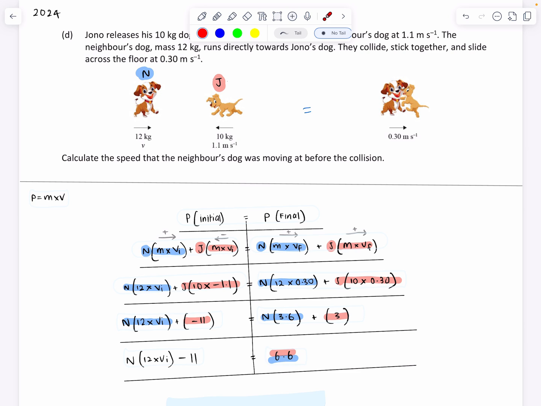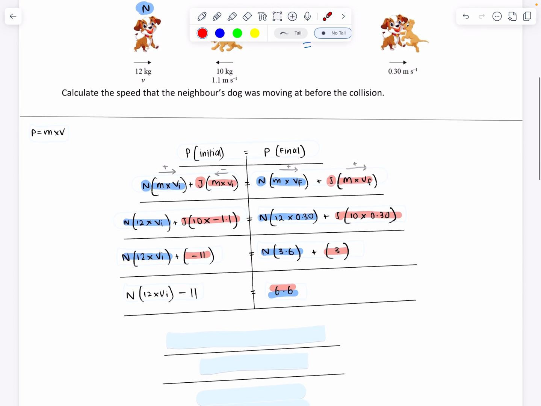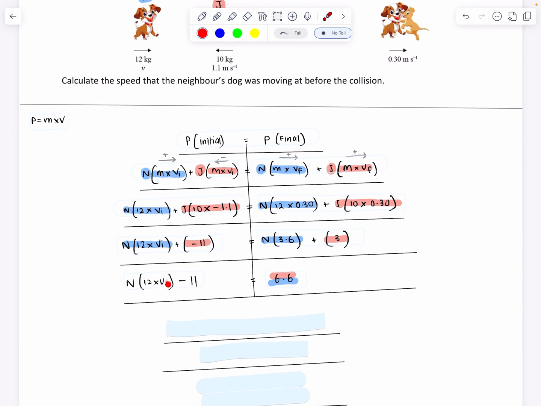Can we simplify this side? Yes, we can. So I've merged these two things together. 3.6 plus 3 is 6.6. We don't have to worry about the letters. They're just my code to make this clearer for you. Focus on the numbers only. Okay, now we can use a little bit of algebra to finally rearrange to find out what the initial velocity was for the neighbor's dog.